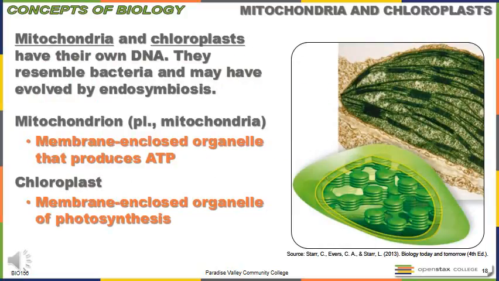This slide is talking about mitochondria and chloroplasts. Chloroplasts are what are pictured here, these little green structures that you see, and we will talk in detail about these in the next chapter. But they are a type of organelle, a membrane-enclosed organelle for photosynthesis. So that's what a chloroplast is. We'll talk more about that later. The mitochondria, which are not depicted here, are a unique structure. They have their own DNA, and they resemble bacteria that may have evolved by endosymbiosis.